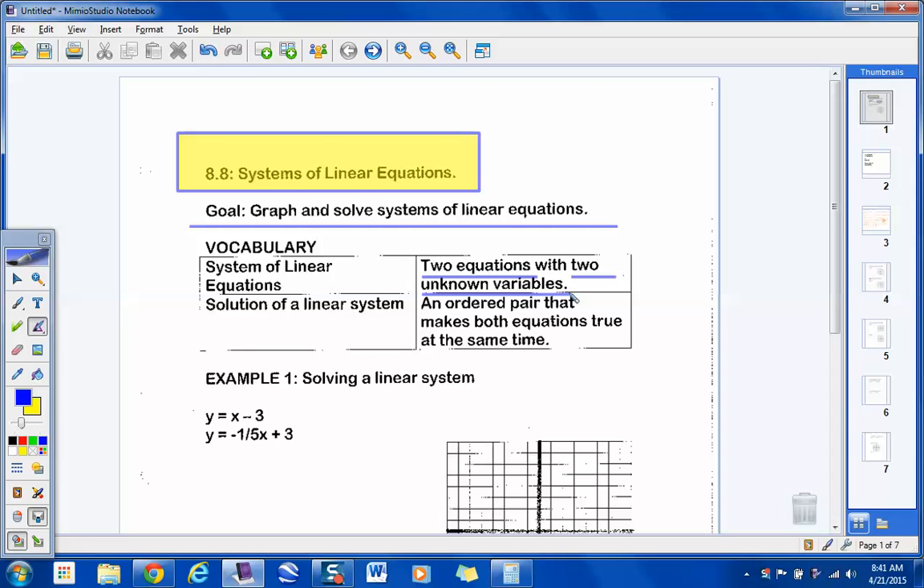Okay? Then we talk about this idea of a solution. Well, what the heck is a solution? A solution's like an ordered pair. What point did we get that crossed up there? You said 5, what? 10. 5, 10. It's an ordered pair that makes both equations true at the same time. What I want you to write down is this. It's the point.